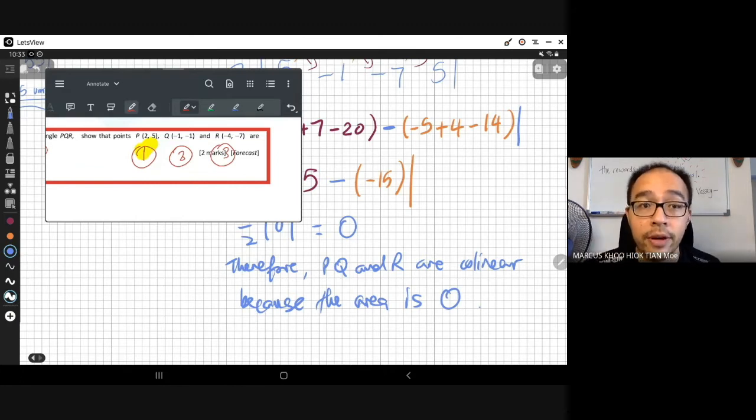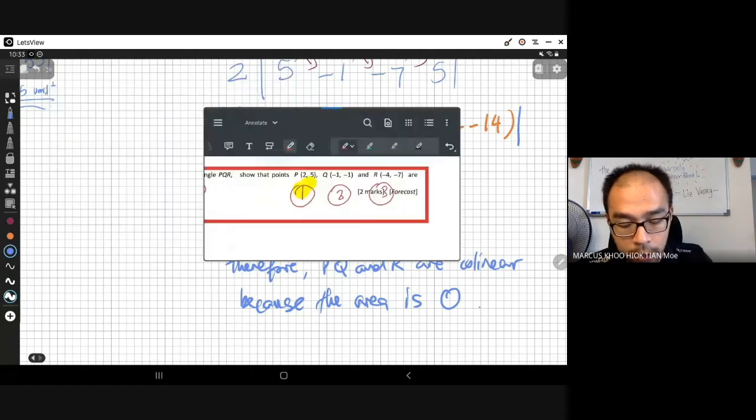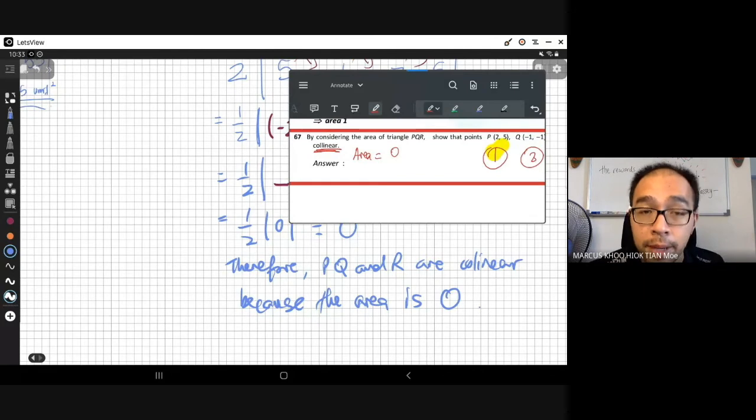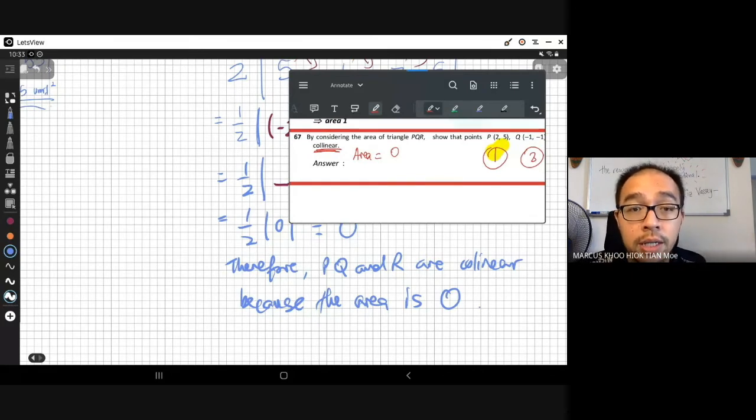Very important, this one. So how do you prove that it's collinear? You have to calculate the area and make sure the area equals 0. Then it is already collinear. Very simple. But of course, again, like I said, this is about how to use the formula. The most important thing is how to use the formula.